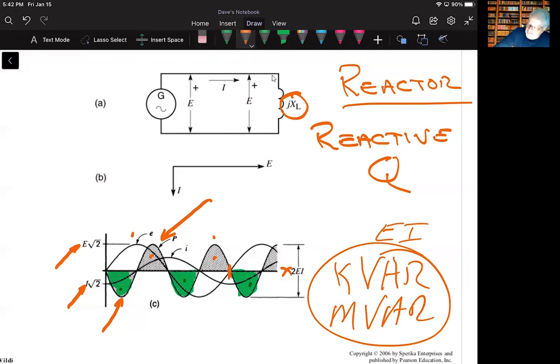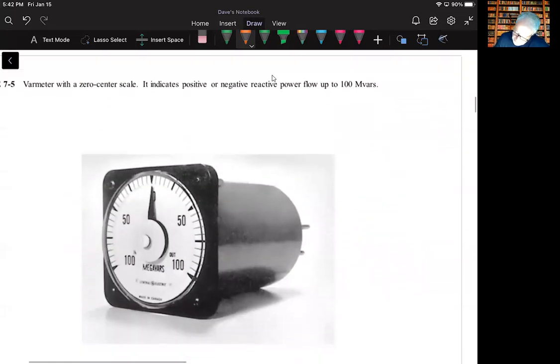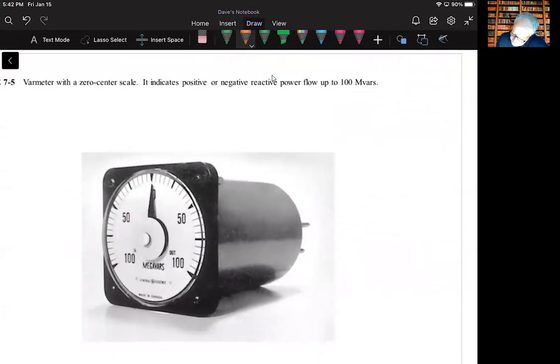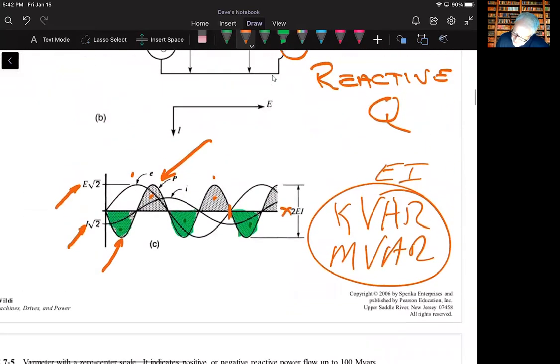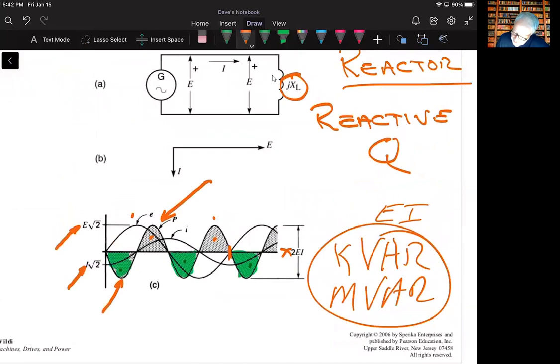Now, there are measurement devices that can measure reactive power. Here's a VAR meter, and this is 100 megaVAR, so this looks like some sort of power plant application here. But it is designed to recognize phase angles and quantify what the reactive power is.